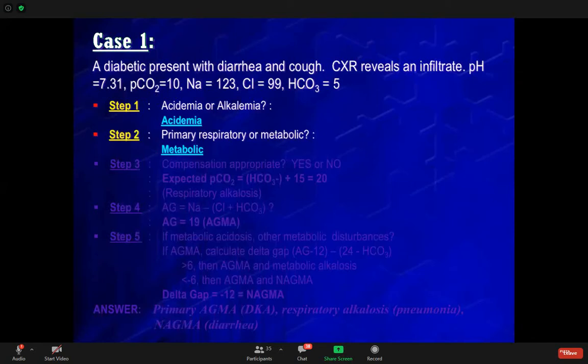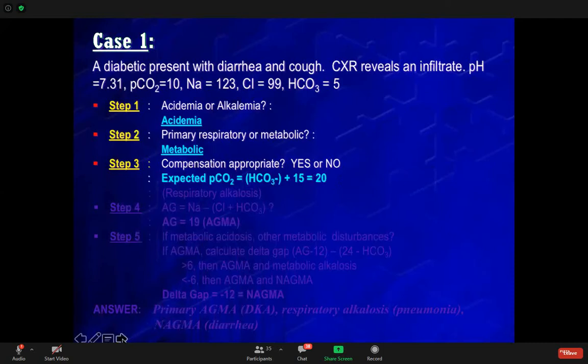معناها ايش؟ إذا ما كان ومعناها ايش؟ No compensation. Okay, so it's not appropriate compensation. يعني معناها there's another disorder صح ولا لا؟ Yes. So you expect your CO2 to come 20, but your CO2 is lower. So معناها أن عندك respiratory alkalosis because it's lower than your expected number. Okay, so this is step 3. So is it appropriate compensation? No, it's not an appropriate compensation. And الرقم اللي أنت تتوقعه is 20. So you have a respiratory alkalosis.